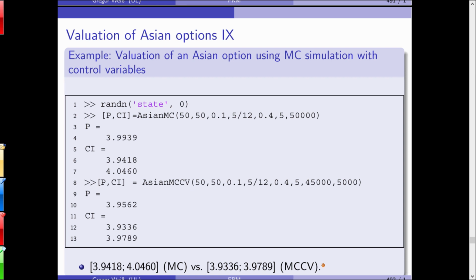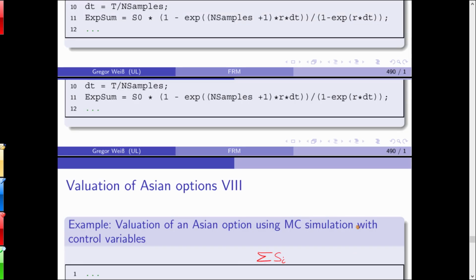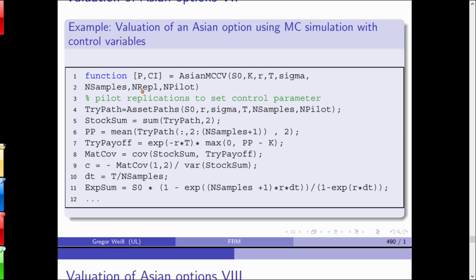What is the burden? Additional computational burden. You need two runs of simulation. You first run 100,000 simulations, let's see. Yeah, probably you use the same, right? Actually, let me just check the input parameters. I think we used 5,000 simulations here for the first run and 45,000 for the second run. Yeah, NREPL and pilot. So 45,000 in the second run and 5,000 in the initial run to initialize the parameters.